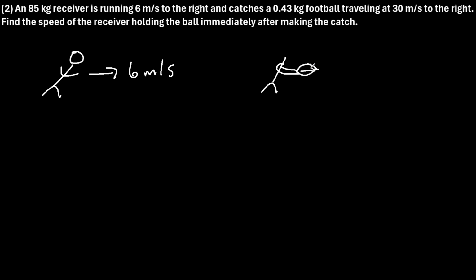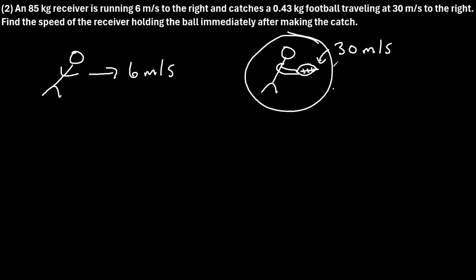So let's say he catches the ball. Here's our football. And the football is moving at 30 meters per second. And our question is, what is this final velocity going to be of this receiver holding the football? So once again, we have a collision in which a ball is colliding with the receiver and then they're sticking together. So they're staying together and they're continuing to the right.